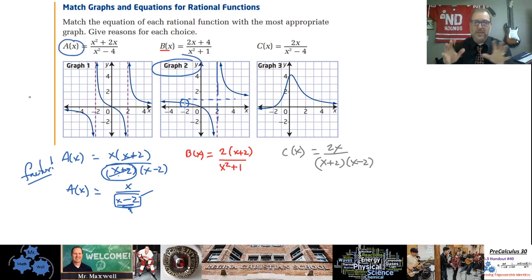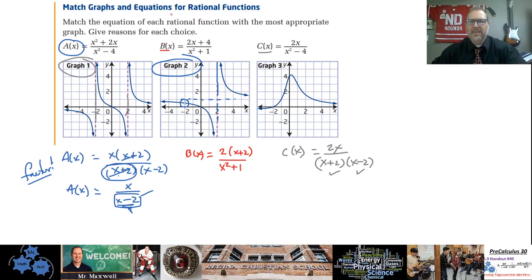So just take a peek at some of the characteristics. Let's do C next. C is a little bit easier than B. So if you factor C of x, then you know what? You have two factors in the bottom. Neither of them get divided out. So that means we have two vertical asymptotes here at -2 and +2. Those are easy to spot on graph number 1.